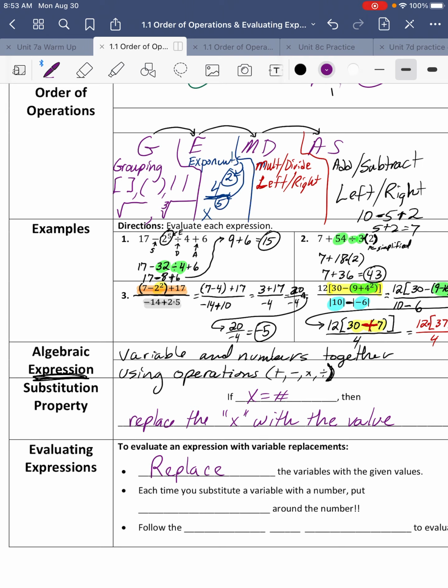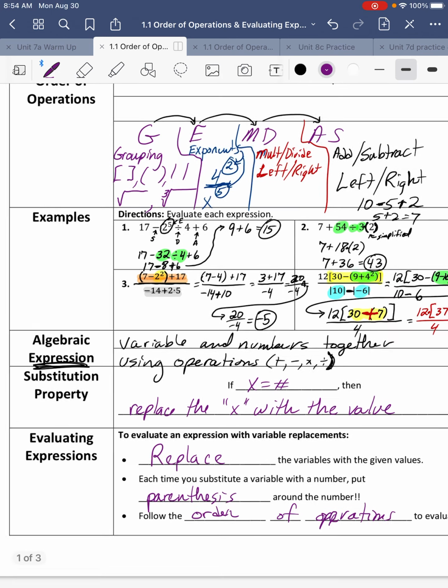Each time you substitute a variable with a number, put parentheses around the number. You'll never be wrong if you do that. And then after you put parentheses around, you are going to follow the order of operations to evaluate. Not the best handwriting.